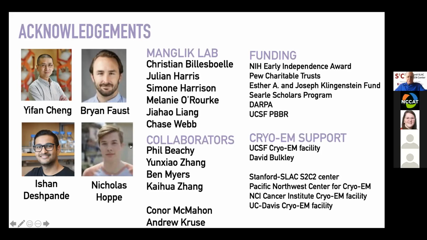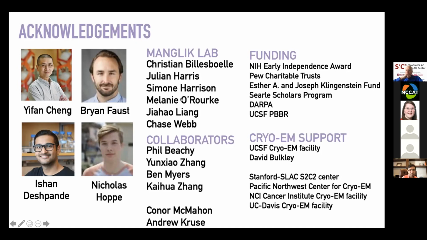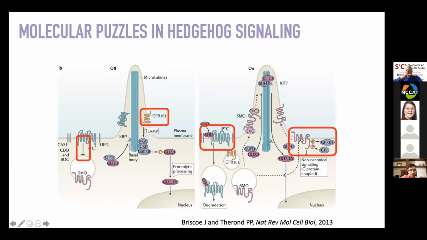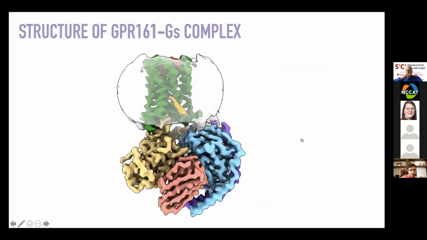Thank you, Aashish. We have a question from Nam Nguyen. Can you please comment on why it is possible to determine the structure of smoothened in complex with the NB-SMO12 nanobody to such high resolution, but not a GPCR with an ICL3 fusion?